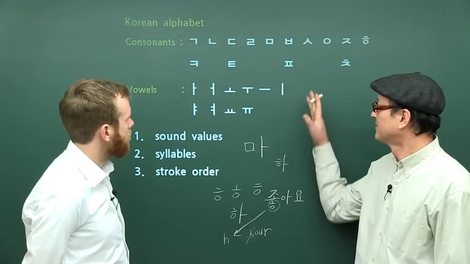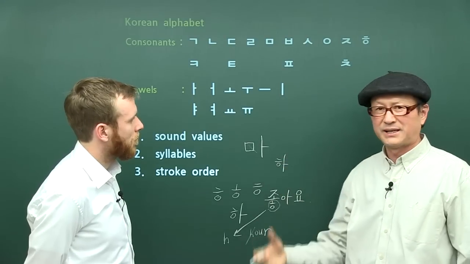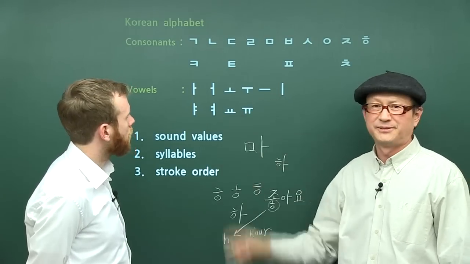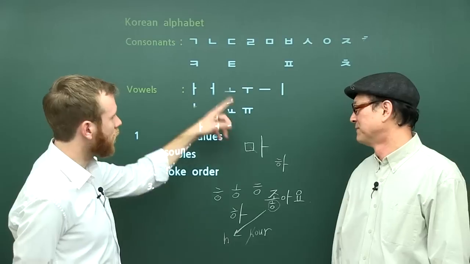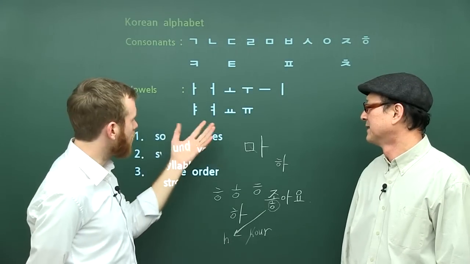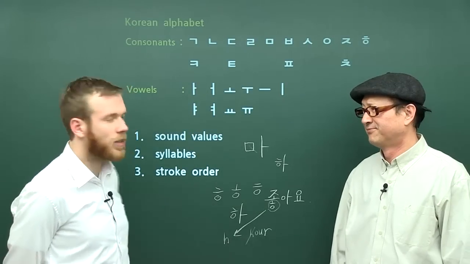그래서 아마 여기까지 하고, the next video에서 vowel. So we've covered the consonants. We've looked at a couple of vowels. And maybe in the next video, we'll go through the rest of the vowels for you.